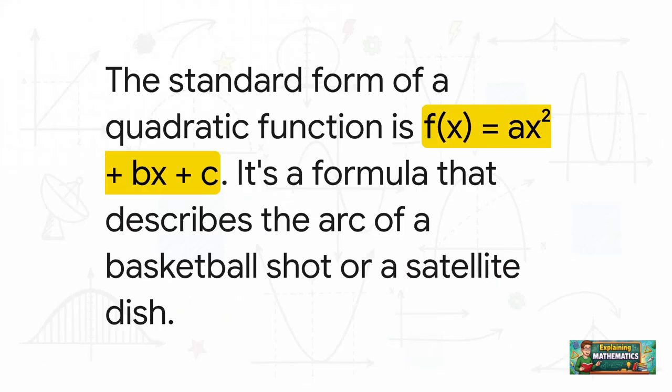So this is what it looks like in its standard form. It might seem like just a jumble of letters and numbers, right? But it's actually a super powerful piece of mathematical code. This one little line can describe the arc of a basketball shot, it can help engineers build the perfect satellite dish, and it can even model the rise and fall of business profits.